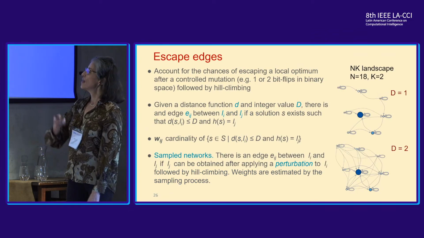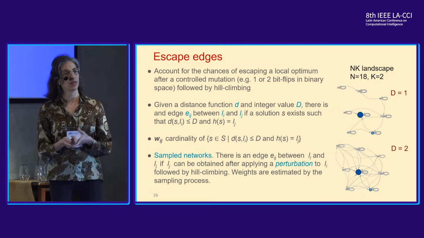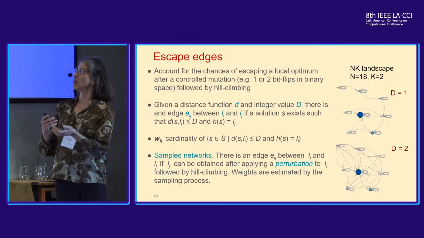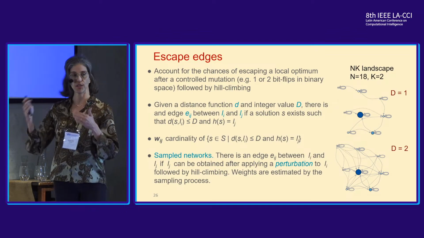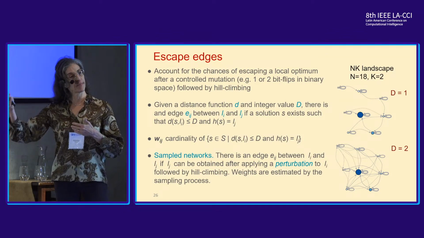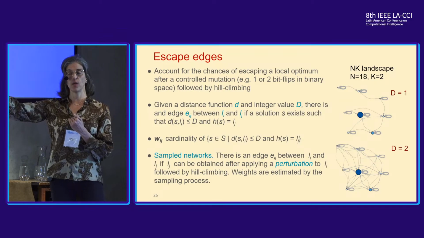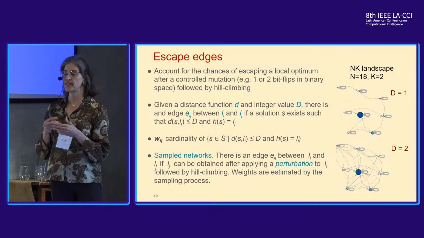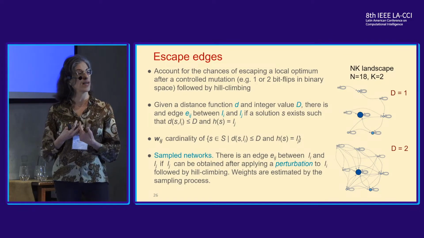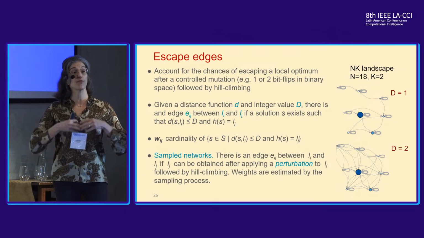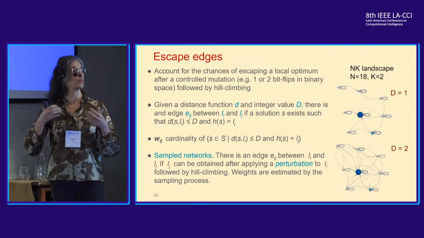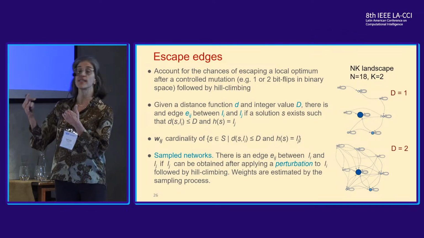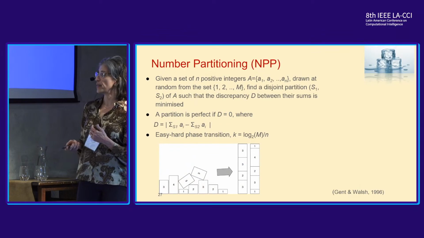So that's the idea. This is a bit more formal slide about how to compute the escape edges. They account for the chances of escaping a local optimum after a controlled mutation. So you perturb the solution, and then you run hill climbing again. If you end up in the other local optimum, then there is an edge between them. And the good thing about this definition of edges is they can be sampled. In our very early papers on local optima networks, we were fully enumerating the local optima and computing the edges, but that is costly. So to scale to larger landscapes, we were doing sampling.